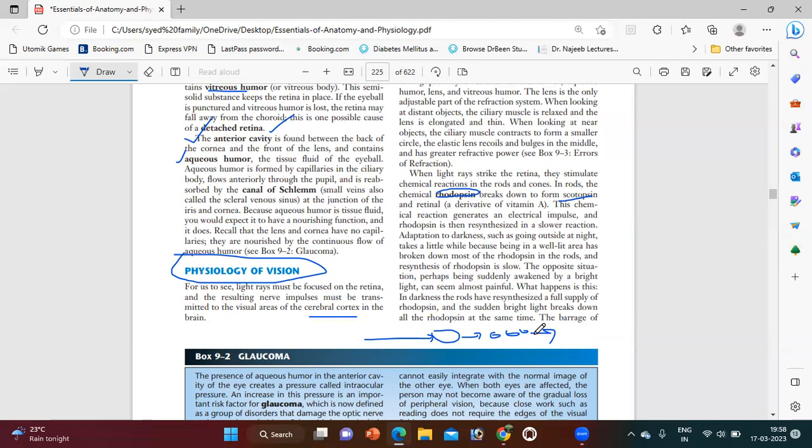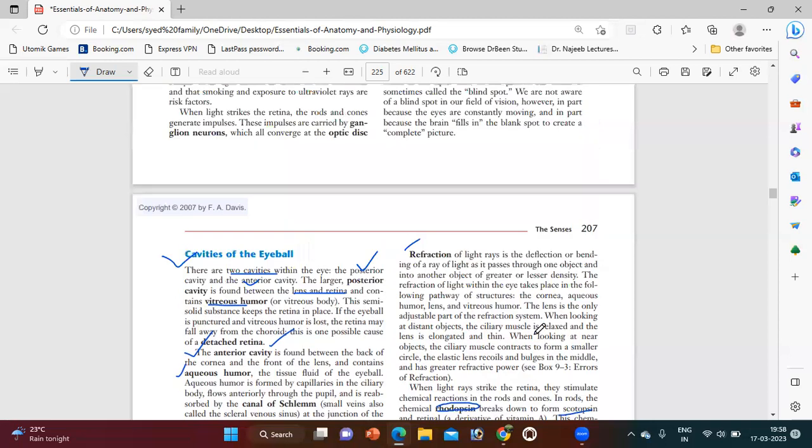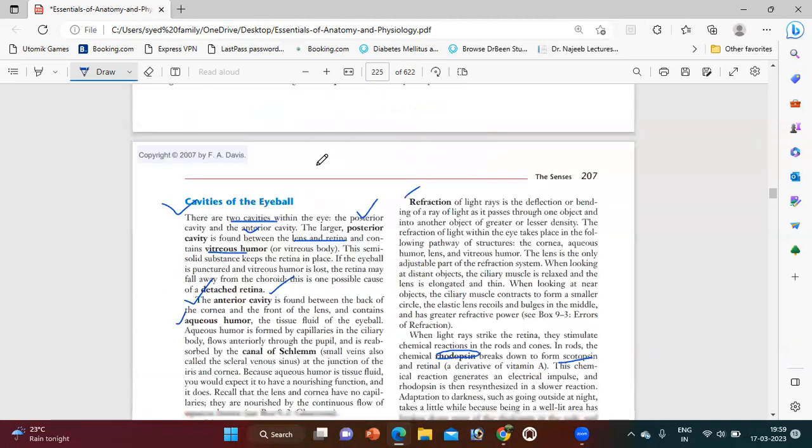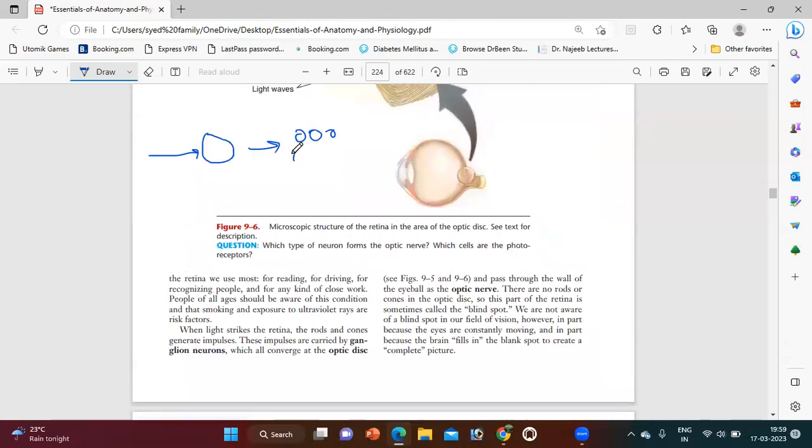So why does this happen? Because of rhodopsin. Basically, rhodopsin is present in the rod. It will break down into scotopsin, and again it resynthesizes, meaning it again becomes rhodopsin. You think that there is a small amount of rhodopsin here in the eyes, so light rays enter, and it will break down into scotopsin. Then you see the light and visual, everything.